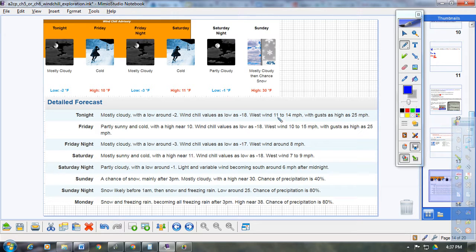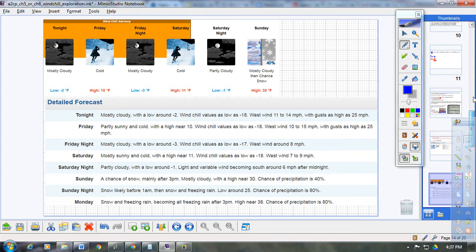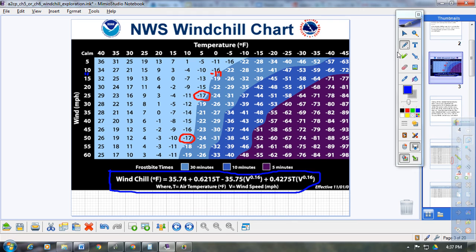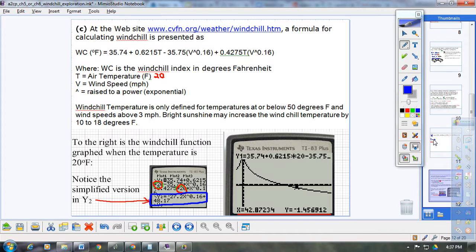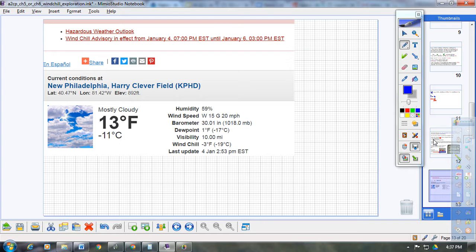Looking at winds of 11 to 14 miles per hour. It could be gusting as much as 25 miles per hour. It's going to feel really cold. And at what point could your skin suffer frostbite? Well, if you're out in the elements long enough, your skin can suffer frostbite. This chart right here is the one that Massillon City schools used to explain what they used to cancel school.